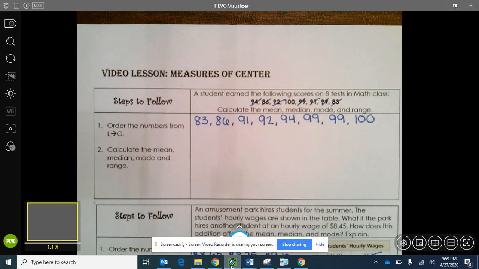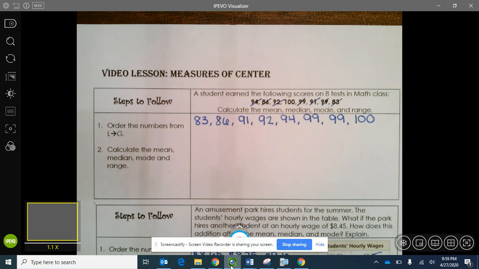Welcome back. What we are going to go over next is measures of center. You should have just reviewed the definitions for mean, median, mode, and range. We're going to take a look at how to calculate these data values when you're given a data set. So let's take a look here.